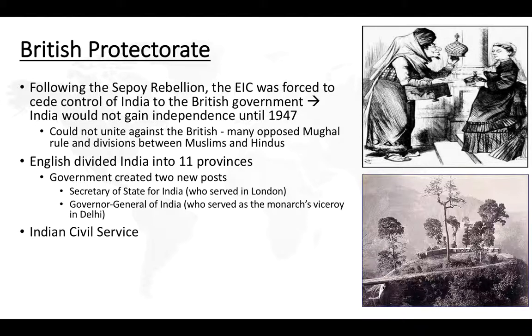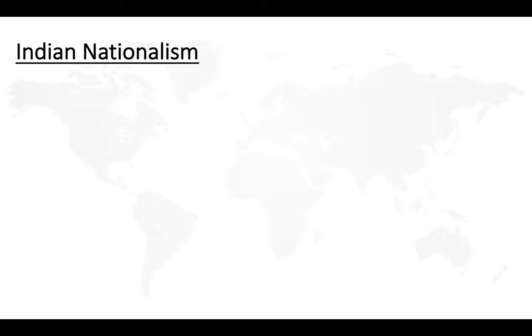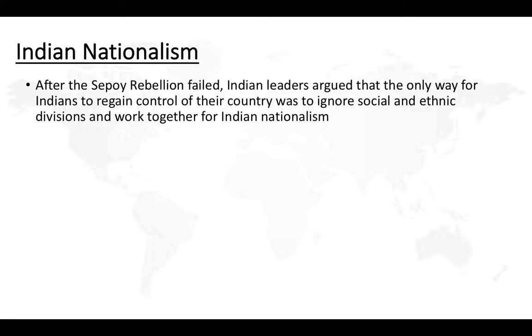They sent over a governor general in India who would go and live there in Delhi. And they set up a system called the Indian Civil Service, a really, really powerful and efficient bureaucracy made up of British people, some who lived in India, who ran the British Raj. Eventually, they added educated, qualified, and elite Indians in this civil service.